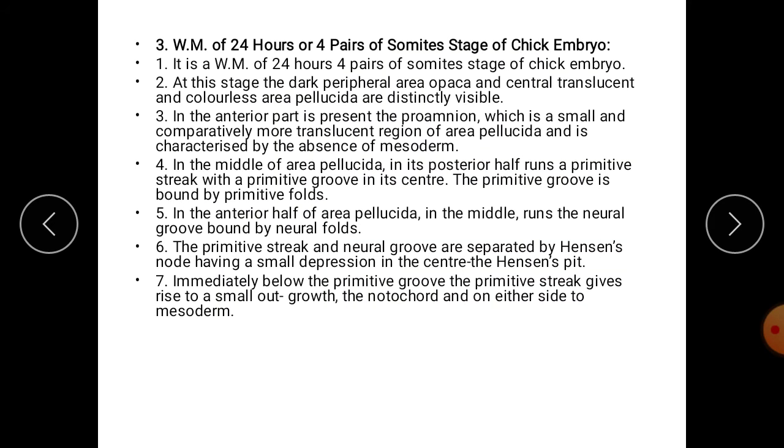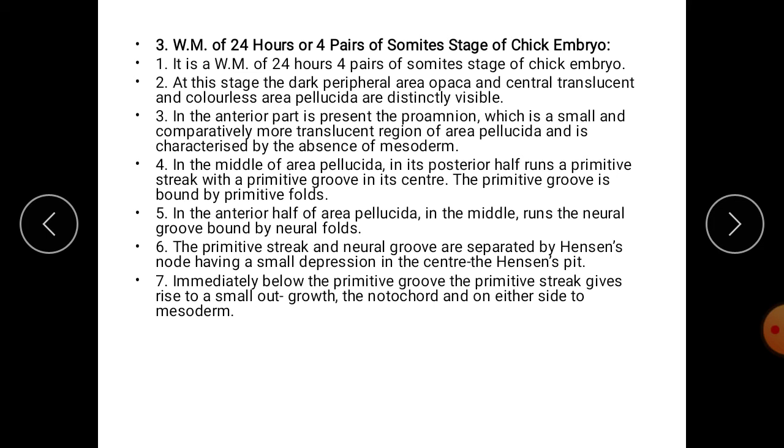Next, 24 hours chick embryo. After 24 hours of incubation, how the structure of the chick embryo is, that is explained here. So it has 4 pairs of somites. So it is a whole mount of the 24 hours, 4 pairs of somites stage of chick embryo. It has 4 pairs of somites.